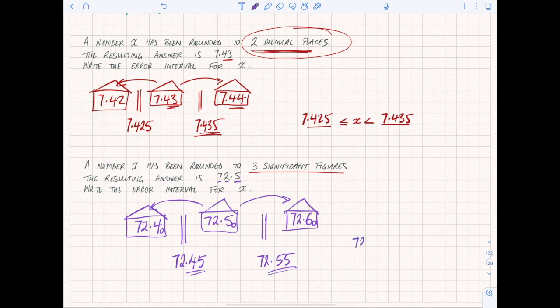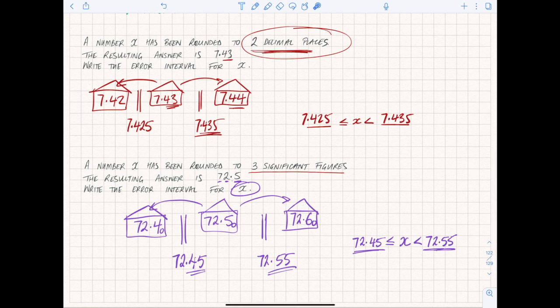So we'd say 72.45 is less than or equal to x, which is less than 72.55. Lower bound, upper bound. Okay, obviously I'm using x as my value here. Sometimes it might choose a different letter. It might say y, p, q. Just make sure whatever it is you put in the middle there. Okay, so that's our basic understanding of error intervals.